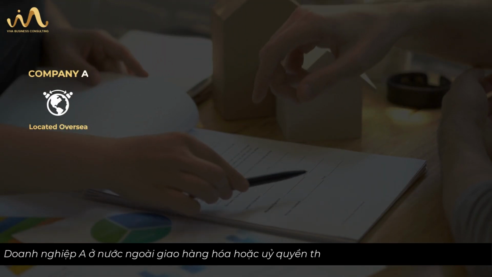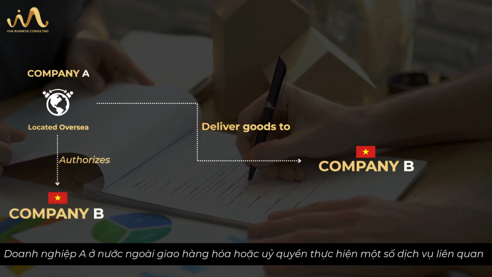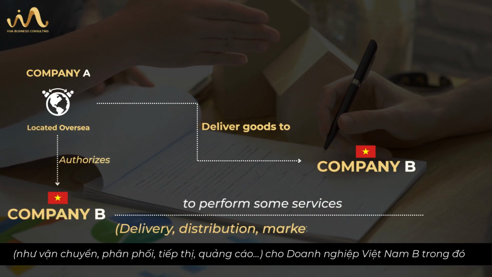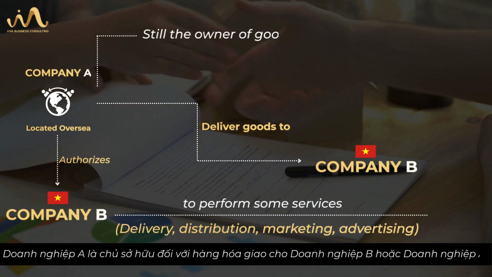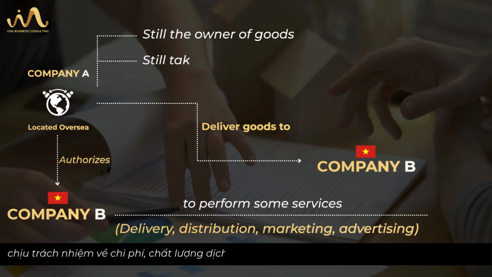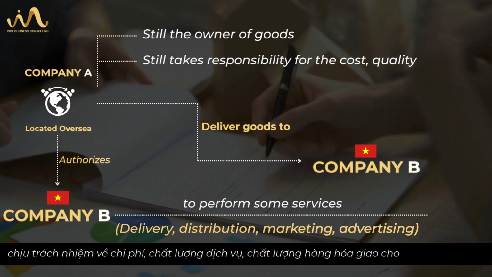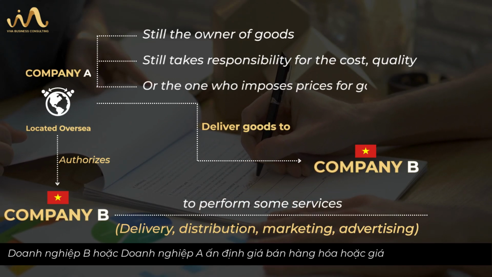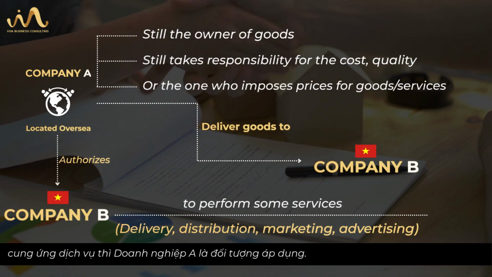Example 2. Company A, that is located overseas, delivers goods to a Vietnamese Company B or authorizes Company B to perform some services, delivery, distribution, marketing, advertising, while Company A is still the owner of goods delivered to Company B or still takes responsibility for the cost, quality of goods/services delivered to Company B, or is the one who imposes prices for goods/services. In this case, Company A is regulated by the regulations.